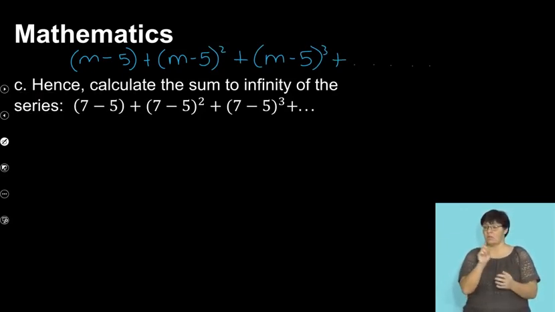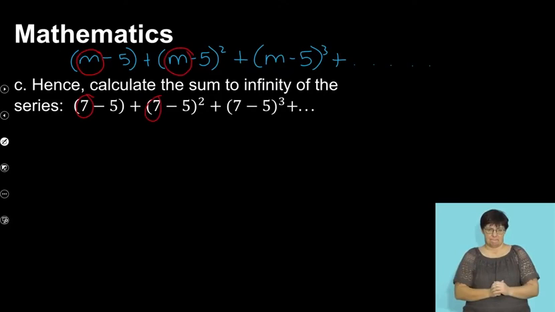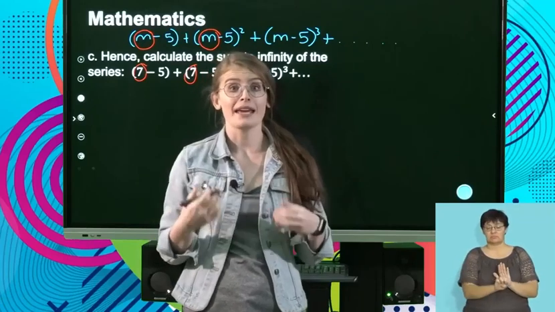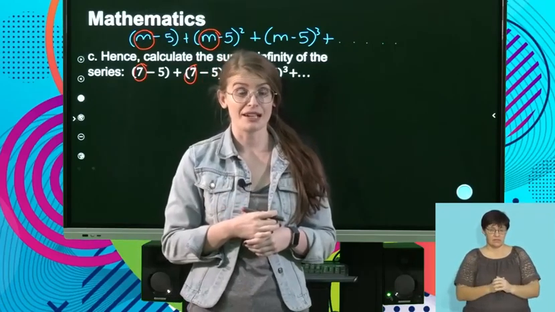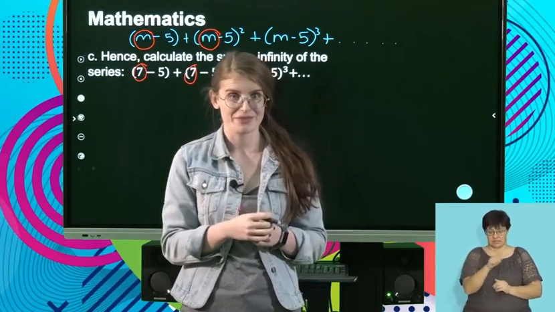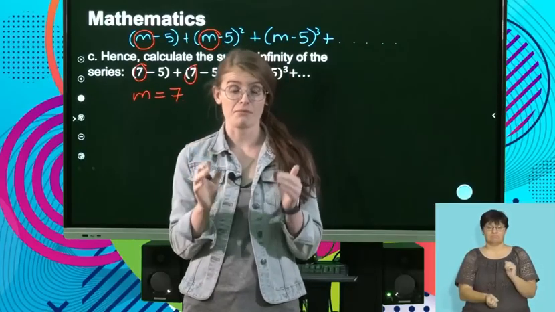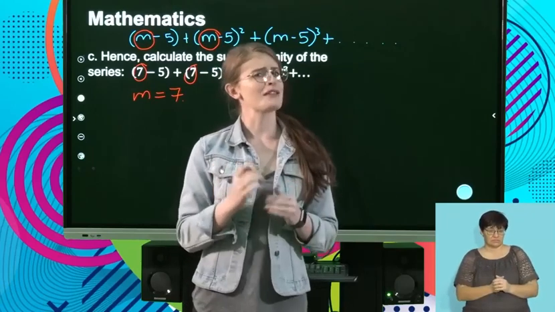And the link is that the m has been replaced with a 7. So we've now seen that there is a connection between part C and what was asked at the beginning. For this example, m is equal to 7, and I've been asked to calculate the sum to infinity. So let's write that down. For this example, m is equal to 7. But there is a problem with m being equal to 7. What could that problem be?